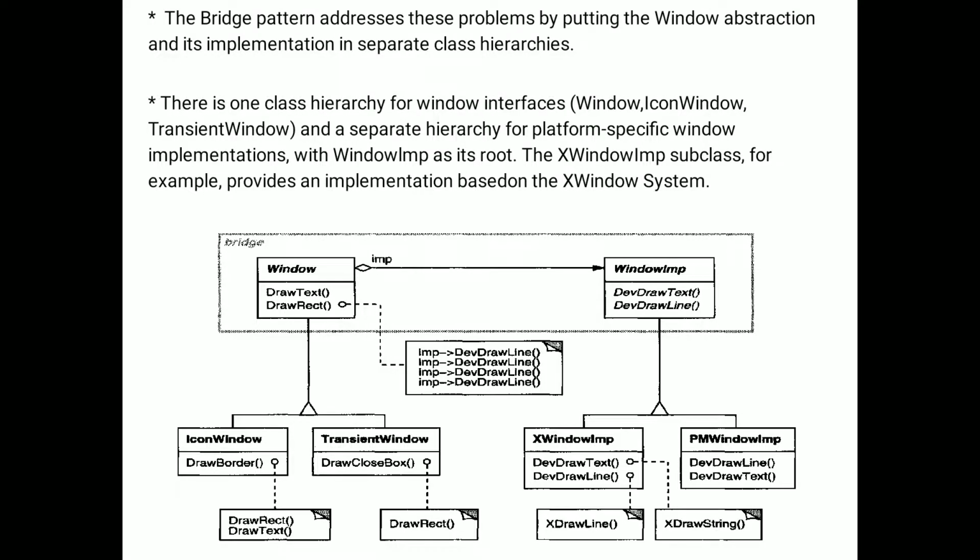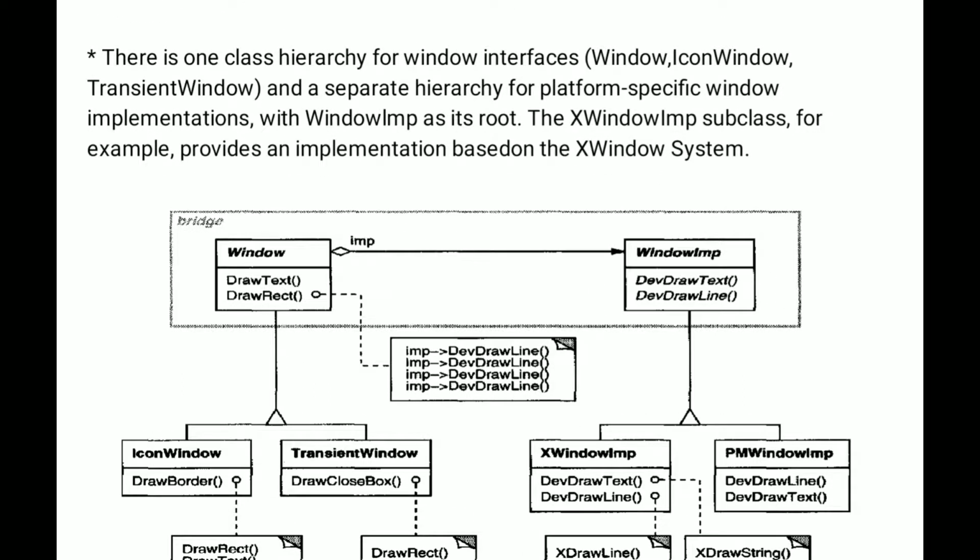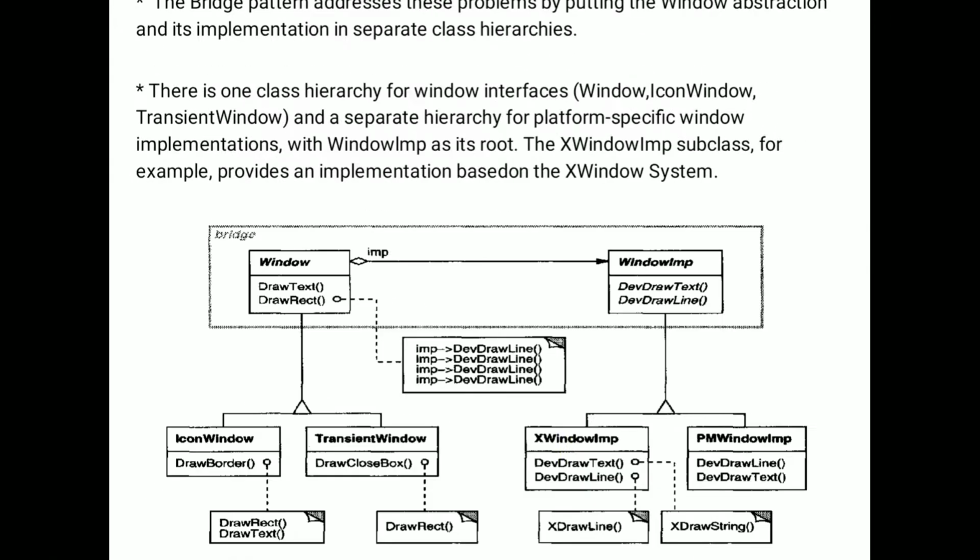The bridge pattern addresses these problems by putting the window abstraction and its implementation in separate class hierarchies. There is one class hierarchy for window interfaces: Window, IconWindow, TransientWindow, and a separate hierarchy for platform-specific window implementations with WindowImp as its root and the XWindowImp subclass, for example, providing implementation based on the X Window System. In this diagram, you see Window and WindowImp are separated from all the other subclasses.